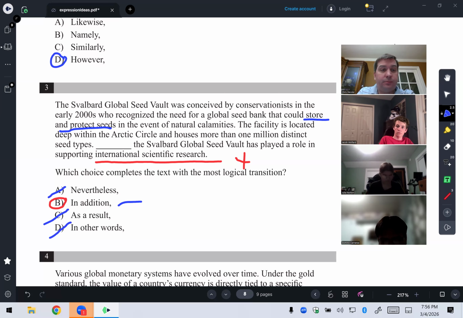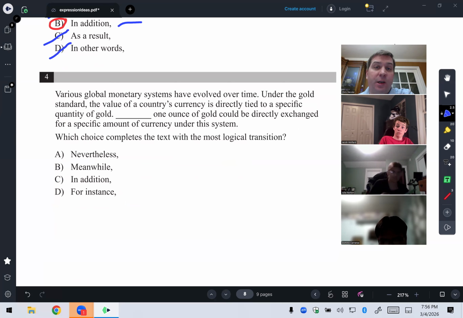Okay, number 4. Various global monetary systems have evolved over time. Under the gold standard, the value of a country's currency is directly tied to a specific quantity of gold. Blank, 1 ounce of gold could be directly exchanged for a specific amount of currency under this system.